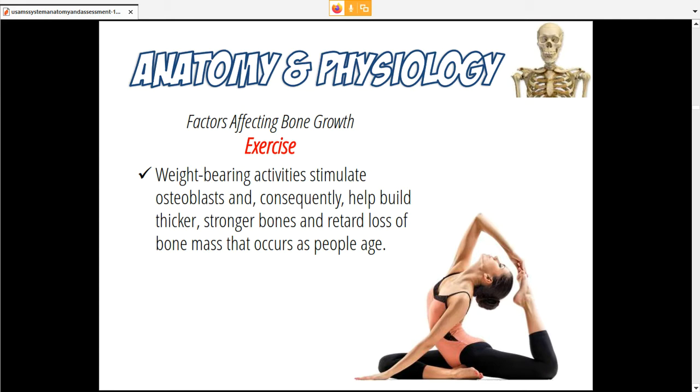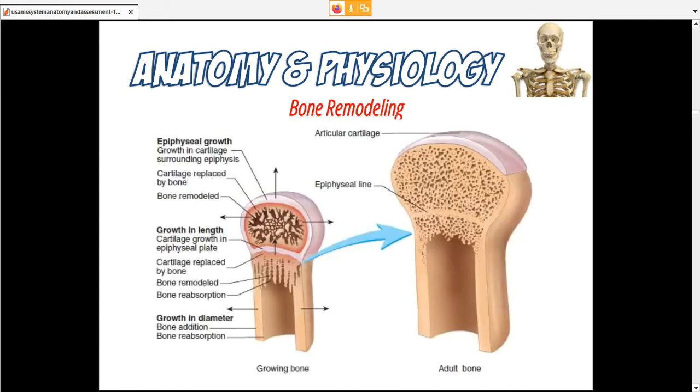Then other things we are going to see now. One by one, we'll see the bone remodeling. So bone remodeling, how it goes. So first we can identify the epiphyseal growth and growth in length. In the epiphyseal growth we can identify the growth in cartilage, then it is surrounded by the epiphysis. You just remember the bone remodeling. When any bone got fractured, how it is going to reform again.